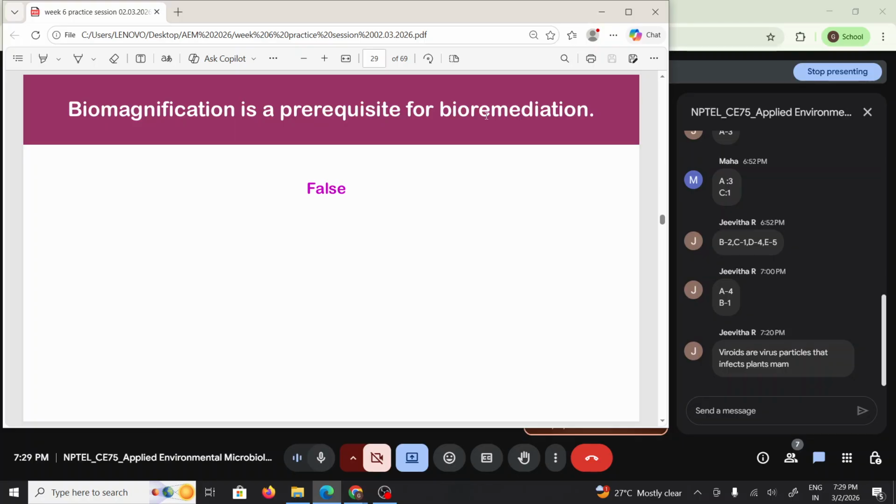Biomagnification is not a prerequisite for bioremediation. Biodegradability is the prerequisite for bioremediation. If a pollutant is biodegradable, then we can go for some technique to biologically remediate that pollutant. In other cases we cannot. Metals can't be broken down by microorganisms, but they can be converted into other forms. But with some organic compounds, microorganisms can mineralize the toxicant or pollutant.